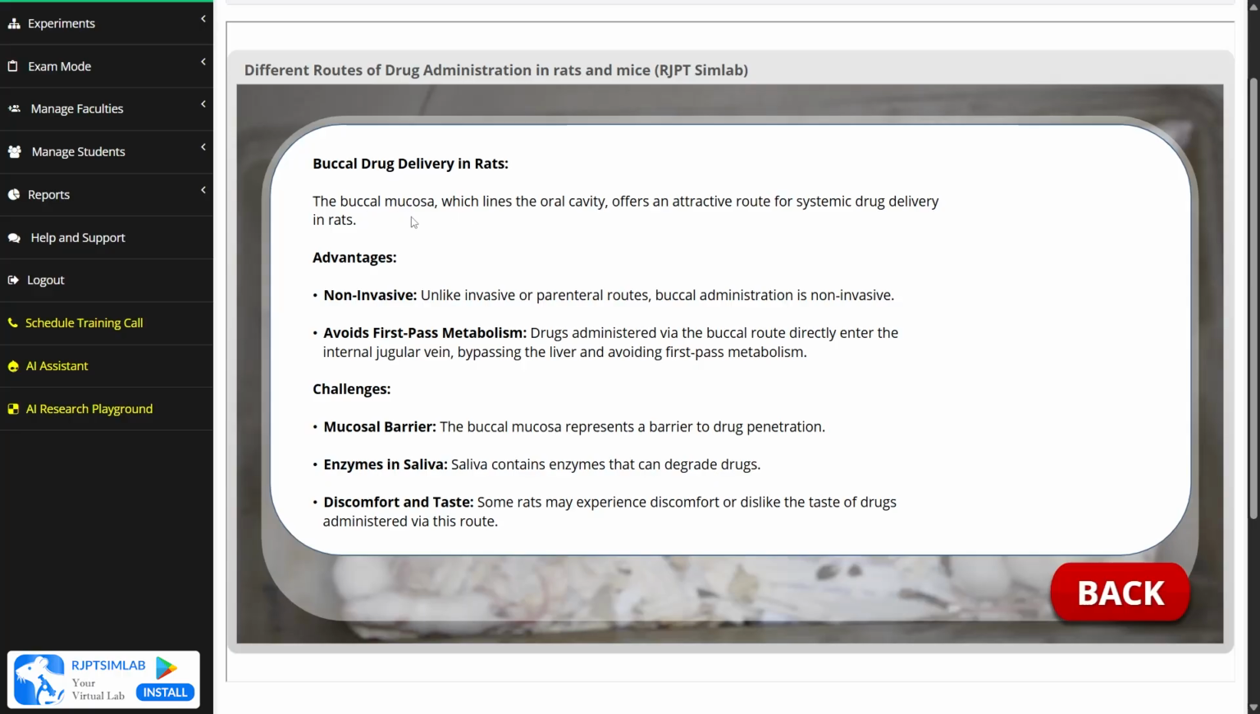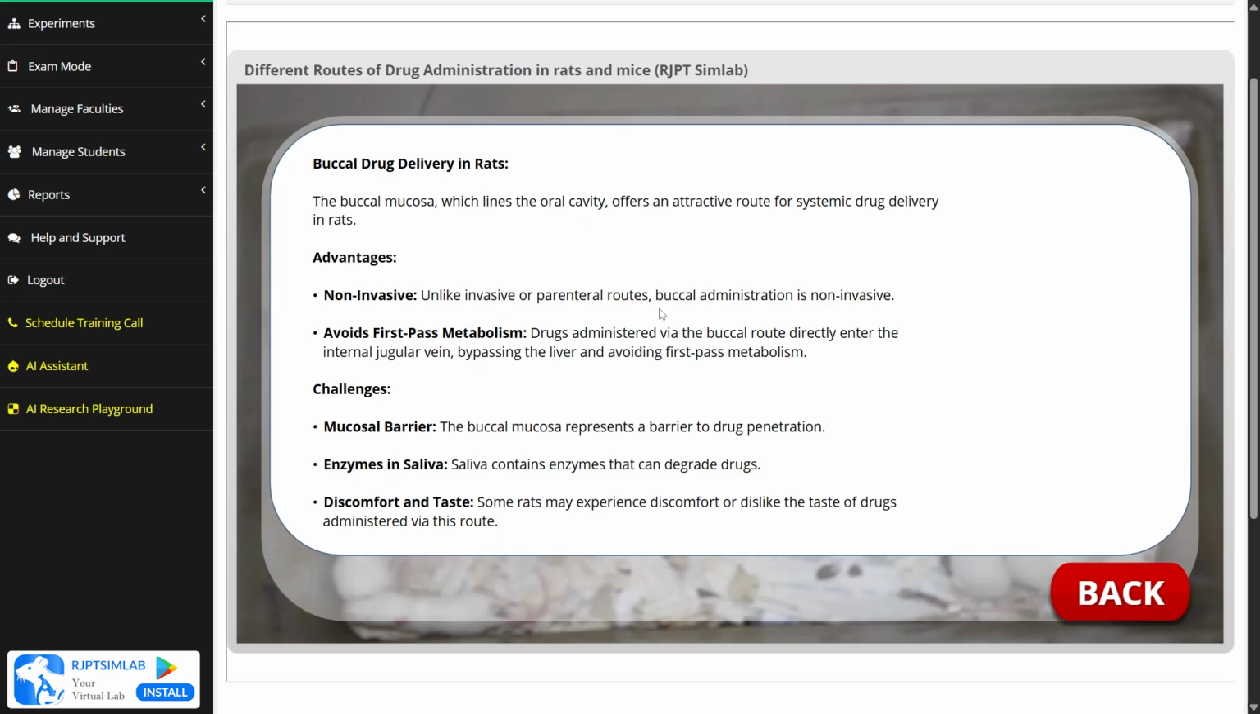The description says that the buccal mucosa, which lines the oral cavity, offers an attractive route for systemic drug delivery in rats. The absorption of the drug takes place in the buccal cavity directly into the systemic circulation. The advantages of this route: first is that it is non-invasive.